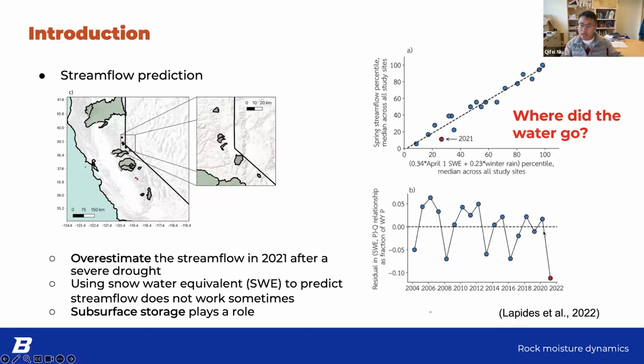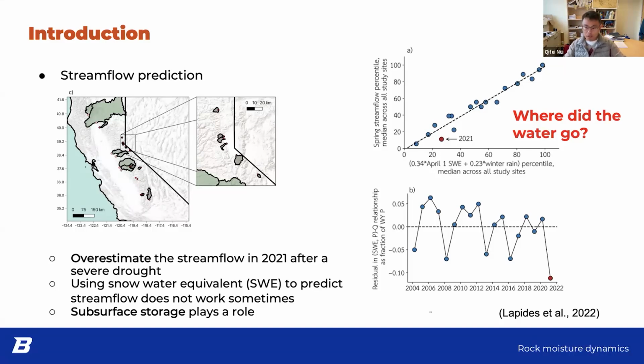Also, if you look at the difference between the measured and the prediction, that's plot B, and they present it as a fraction of the total water volume of the year. You can see that during 2021, the overestimation is more than 10% of the total streamflow. I think it's like the total precipitation for the year.